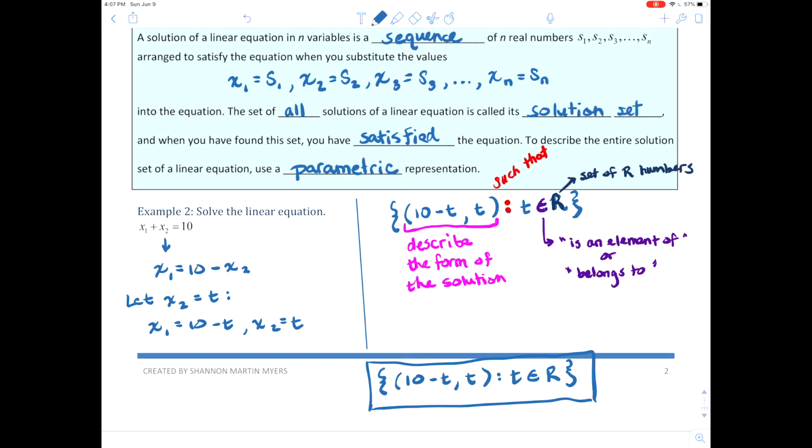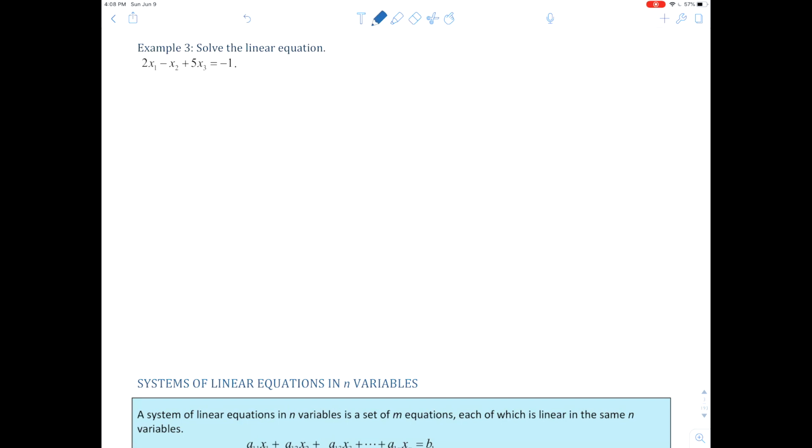All right? Okay, so next up, solve the linear equation. So again, why don't you pause the movie, see how you do, and then check out how I'm working it, and we'll go from there. All right, let's see how you did. So again, I'm going to isolate the first variable, okay? If you wanted to isolate x2 or x3, that's fine. I'm going to isolate x1.